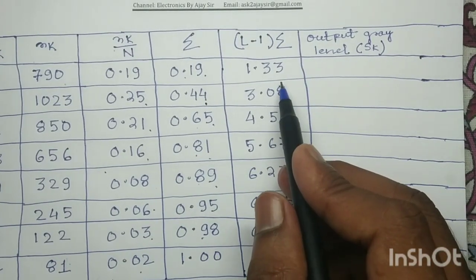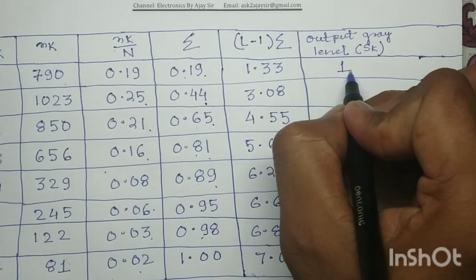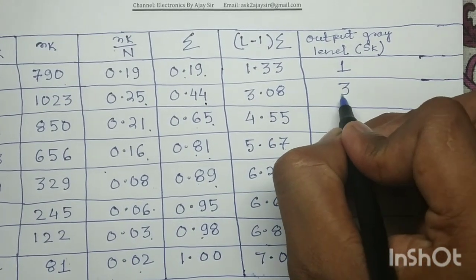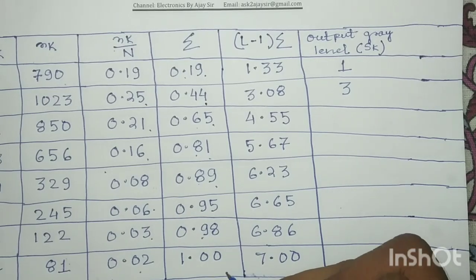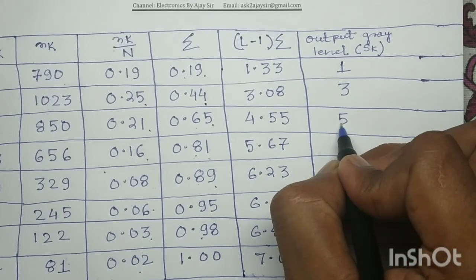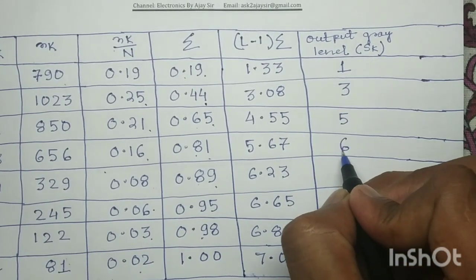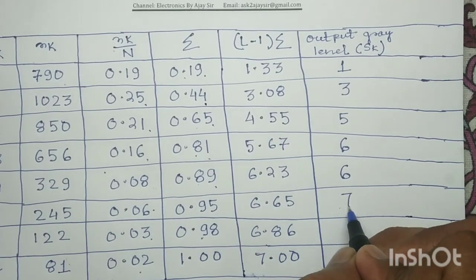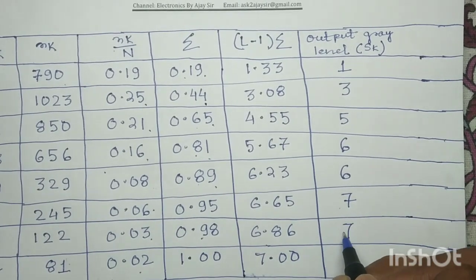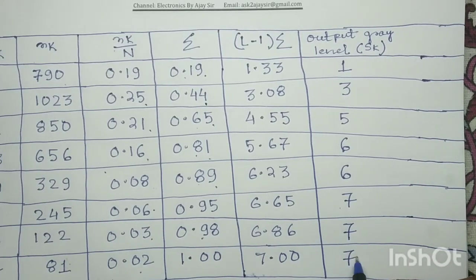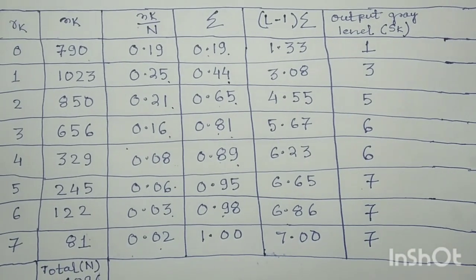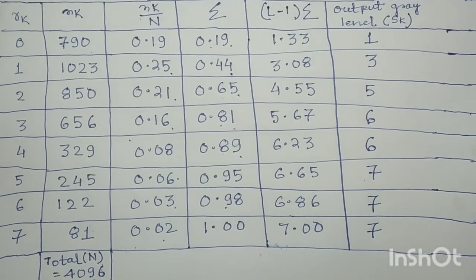So 1.33, the integer equivalent is 1. 3.08, its nearest integer equivalent is 3. 4.55, its nearest integer equivalent is 5. Similarly for 5.67, it is 6. For 6.23, it is 6. For 6.65, it is 7. 6.86 becomes 7, and 7.00 becomes 7. So this is the first step, and this step is called histogram equalization.